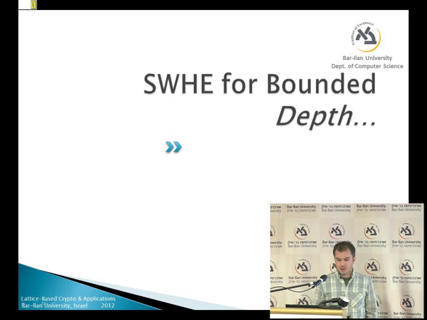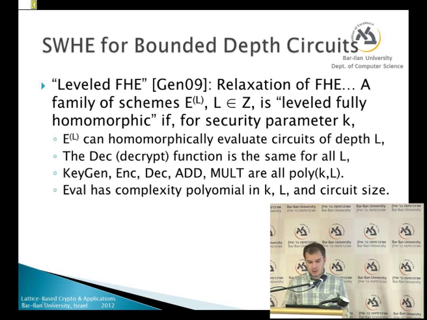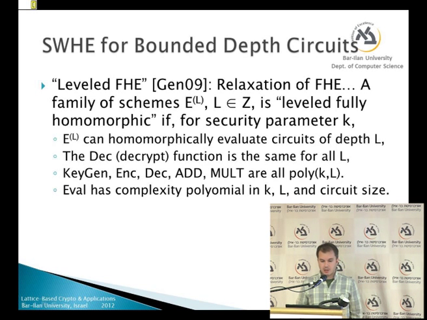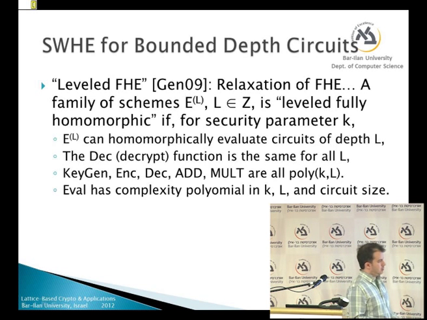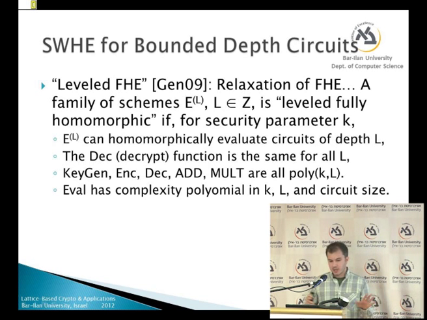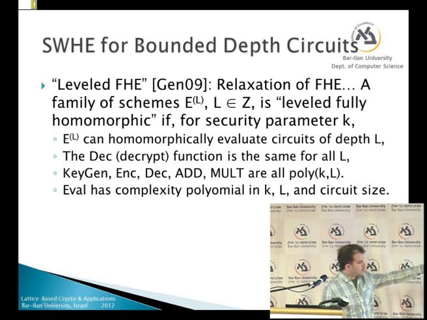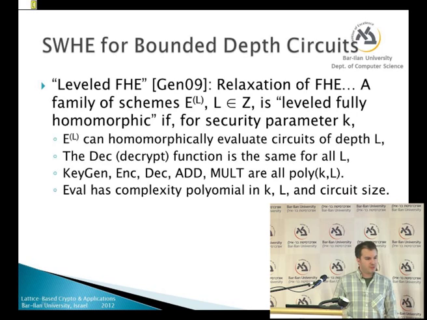And what I mean by that, well, first of all, I had this definition of leveled FHE a while back, and it's just a relaxation of FHE. You decide beforehand the number of levels you want to be able to evaluate, and for that number of levels, there's a family of encryption schemes. In particular, E sub L can homomorphically evaluate circuits of depth L. All the algorithms are polynomial in the security parameter and L. And the evaluation algorithm has complexity polynomial in the things that you expect: k, L, and the circuit size. There was one additional requirement, that the decryption function is the same for all L.